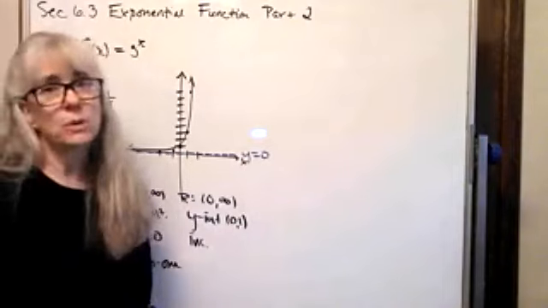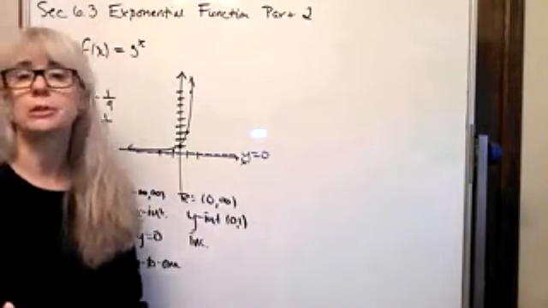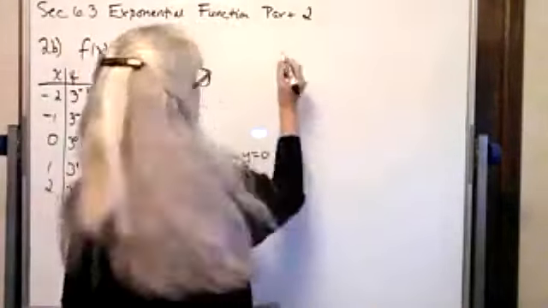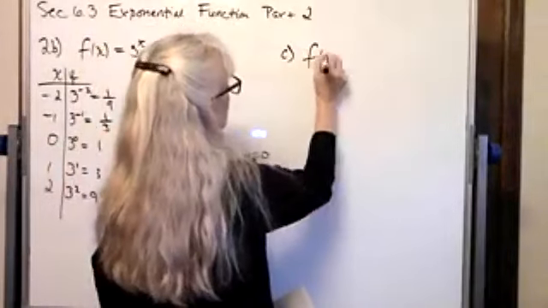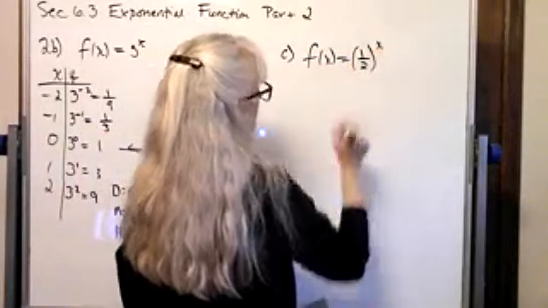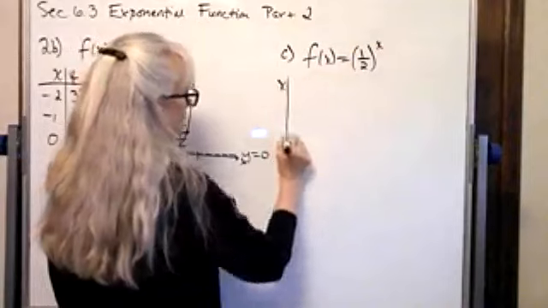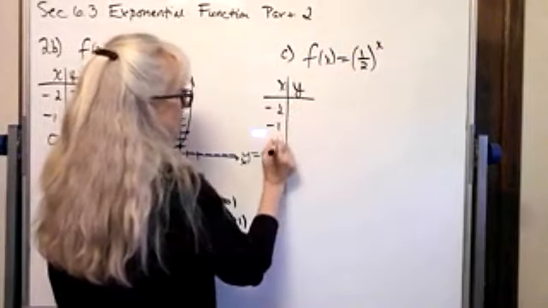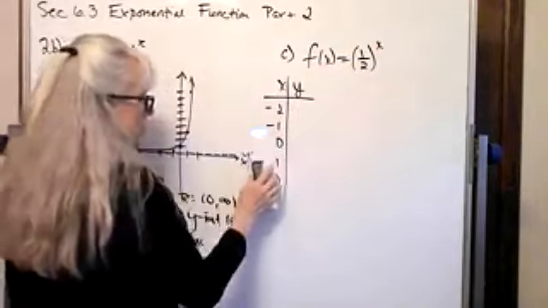Okay, well, we said you can pretty much use any number you want for that base as long as it's positive and not equal to 1. So let's go use a fraction and see what happens. So our next example, we're going to do f of x is equal to (1/2) to the x power. So we're going to build the same xy table, trying to be consistent so you can see some consistencies or characteristics. So we have -2, -1, 0, 1, and 2.